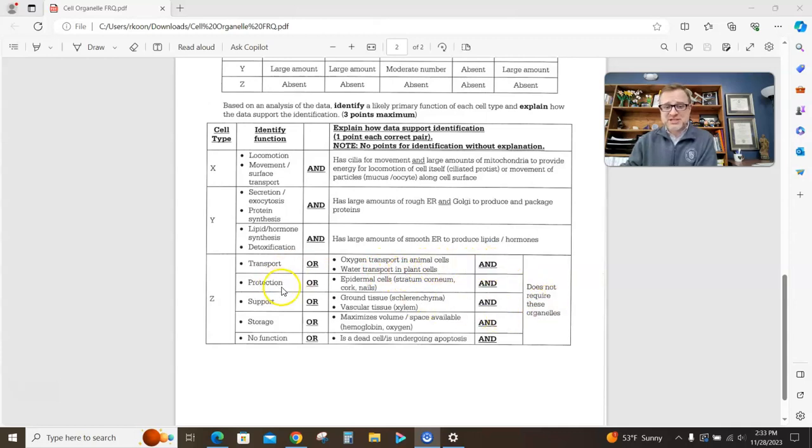They also took protection, like if you're a skin cell. Support if you're some kind of vascular tissue, again, like xylem. Or storage too. Something like hemoglobin that does lots of storage. Having the cell empty maximizes the space, which again, being empty does not require organelles.